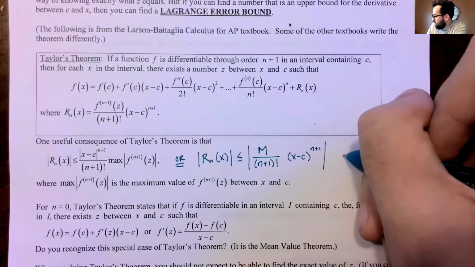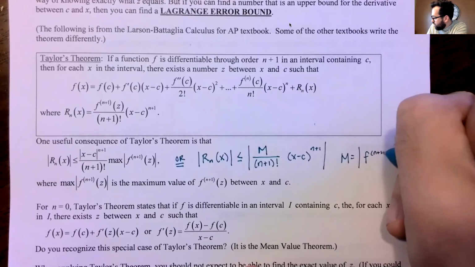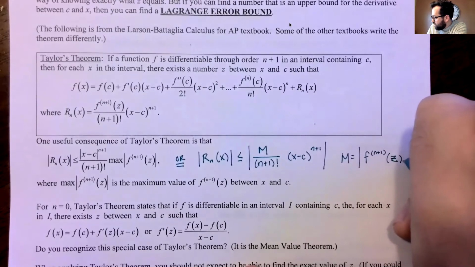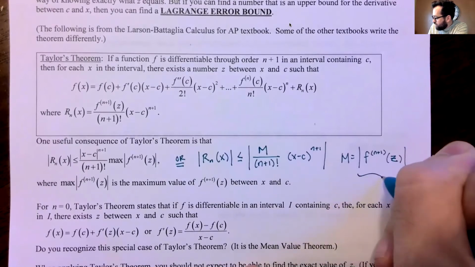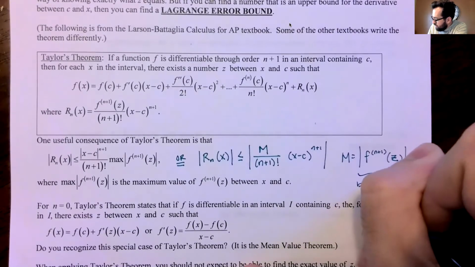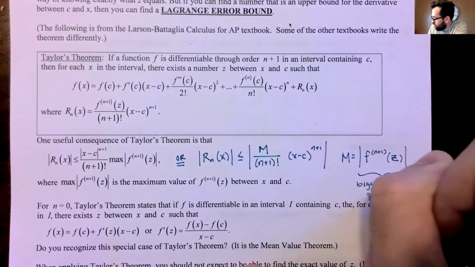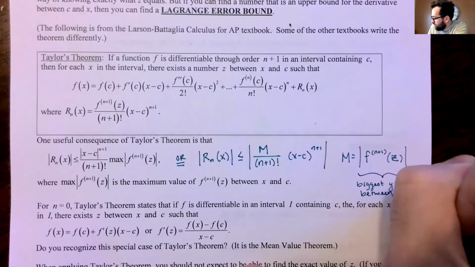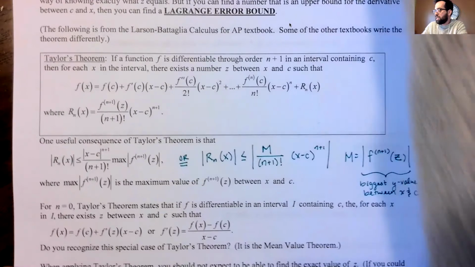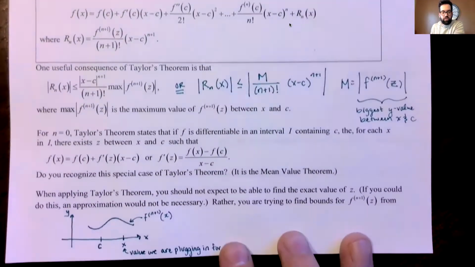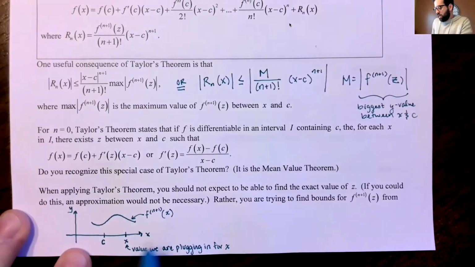And M then equals the absolute value of the n plus 1 derivative at some z. What this really means is the biggest y value between x and c, and x and c are x values. So I made a sketch at the bottom of my page that hopefully will allow a visual here to help us. So let's think about it this way.